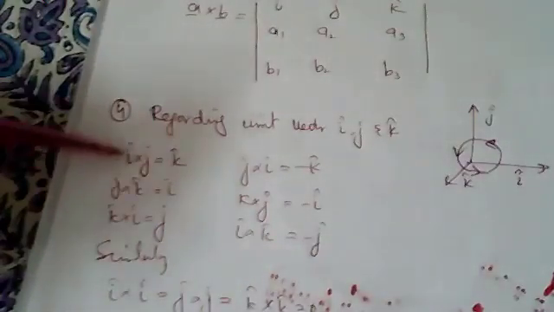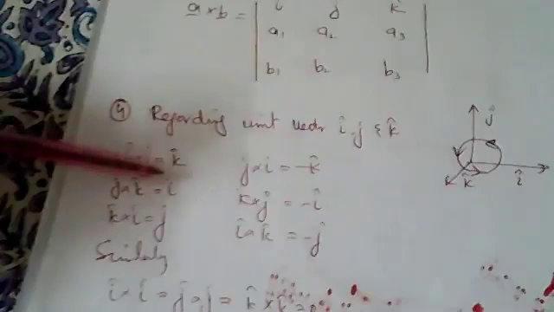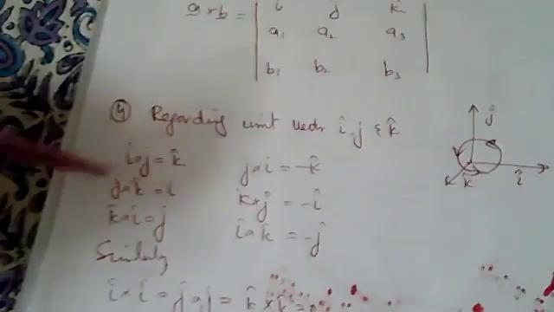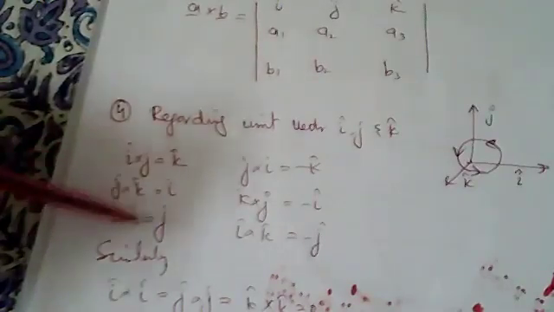So these are the properties. By applying the definition, i cross j, you will get k. j cross k is equal to i, k cross i is j. This is anticlockwise. If you go clockwise, you have to multiply with a negative. The cross product of the same vectors will be zero.